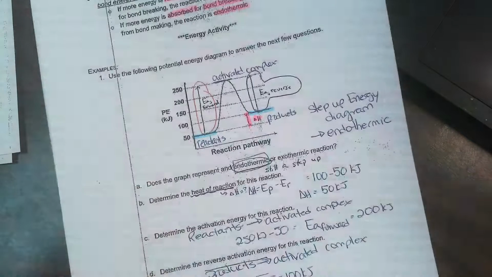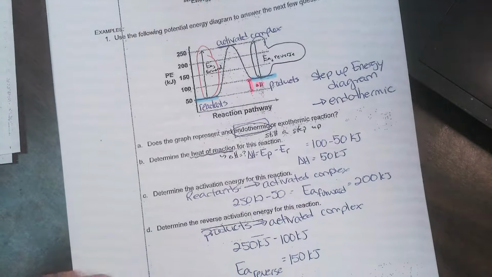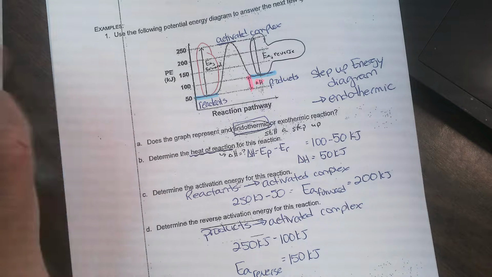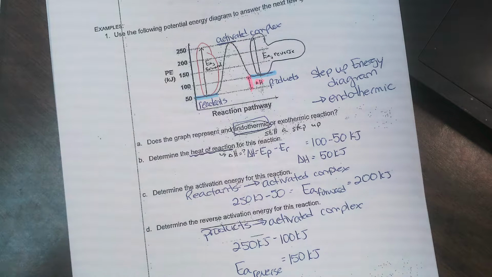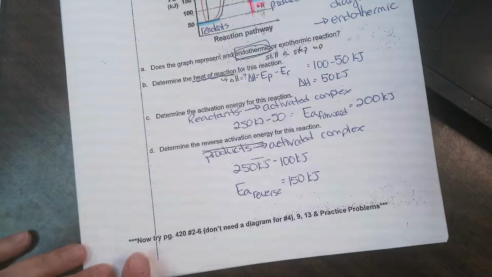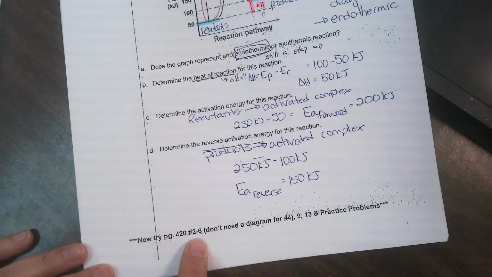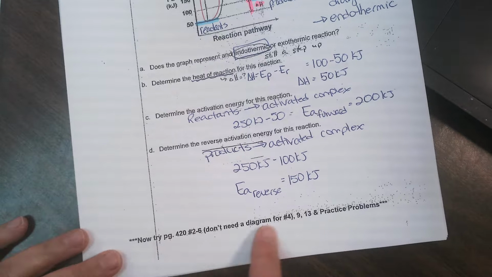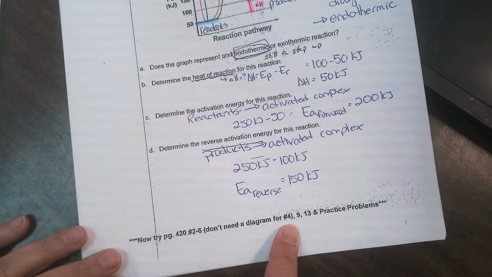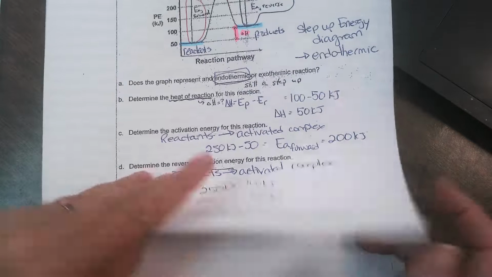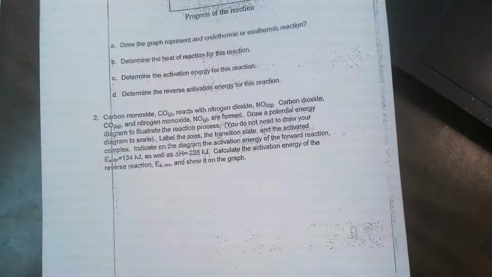Okay, activation energy. This is as complicated as it gets. You're going to work on page 420, questions 2, 3, 4, 5, 6. You don't need to do an energy diagram for number 4. You're going to work on question 9 and 13, and then you're going to work on these practice problems.